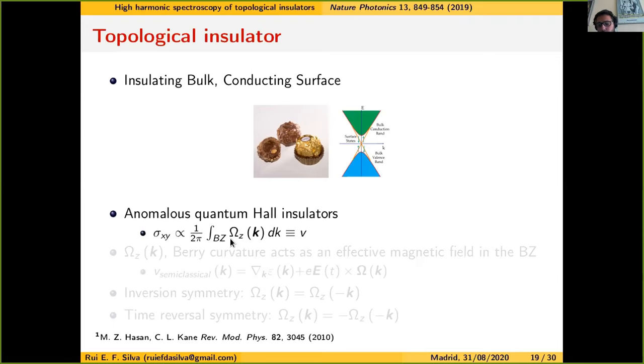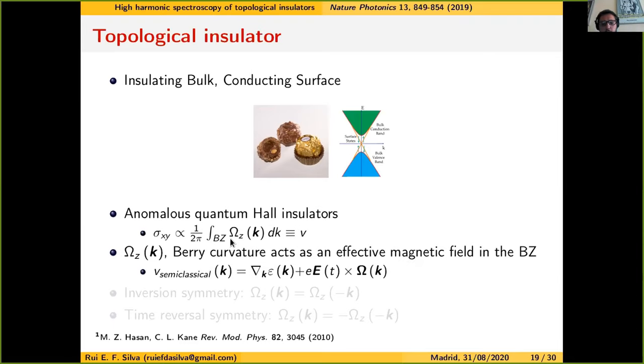And what is the Berry curvature? So the Berry curvature in the reciprocal space acts as an effective magnetic field in the Brillouin zone. Usually we see that the velocity of a semi-classical electron, of a Bloch electron, is given by the gradient of the dispersion energy of the band.